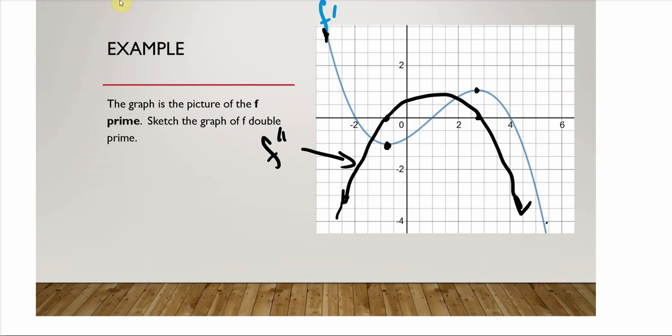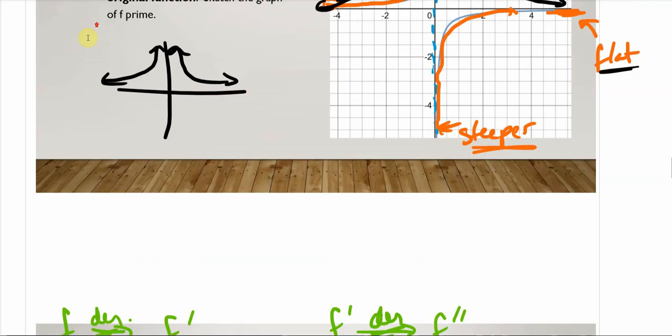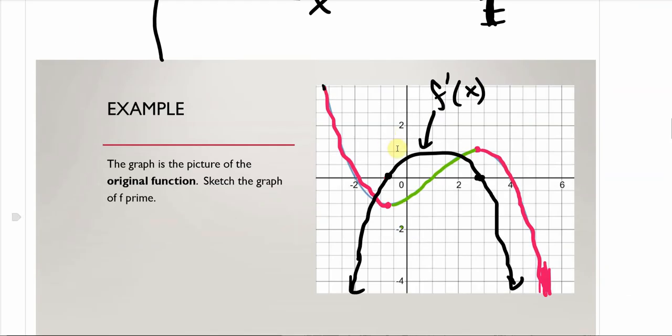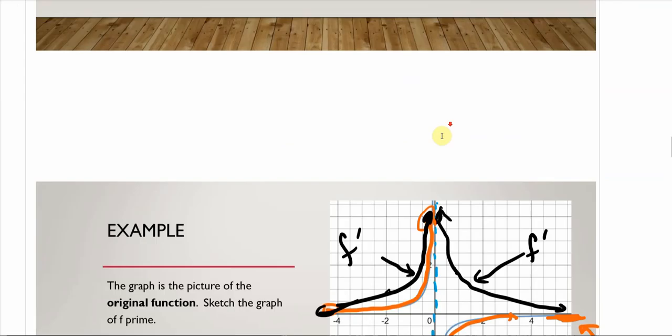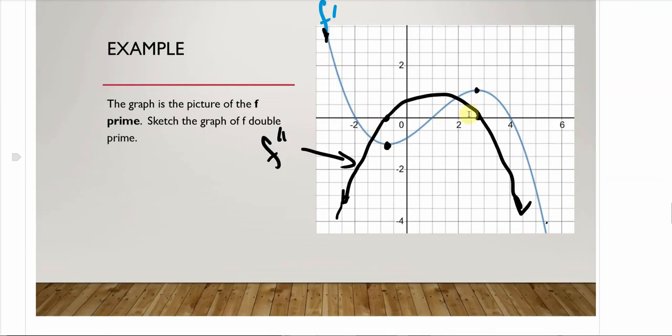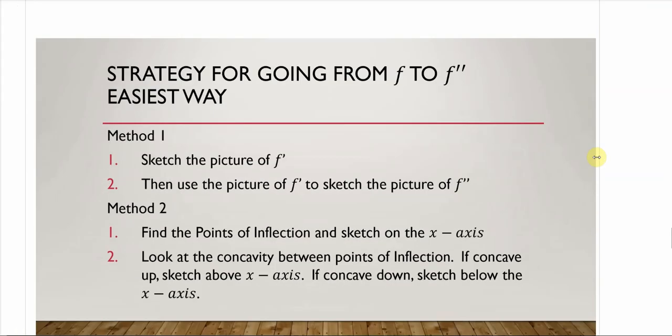Now somebody's going to say, hey sir, that picture and that picture are the same picture. Yes, it's the same picture, but over here the original function was f, and now we're looking for f prime. Here this picture is a picture of f prime, and I want f double prime, so you're going to get the exact same thing. That's why I use the same picture. Okay, now what if I give you f and I want f double prime?